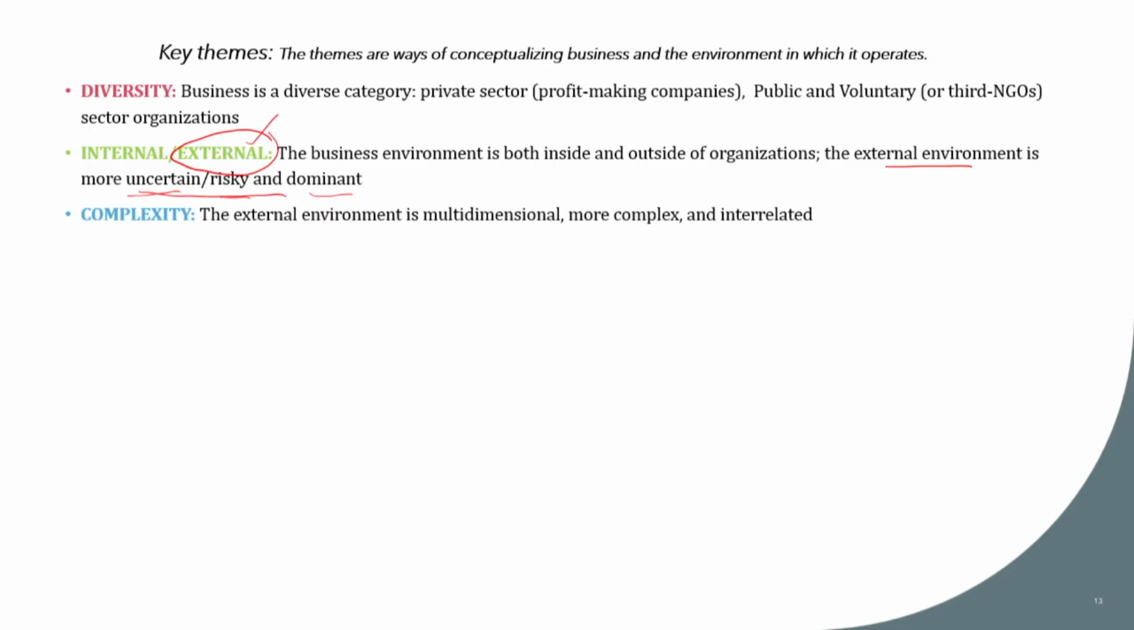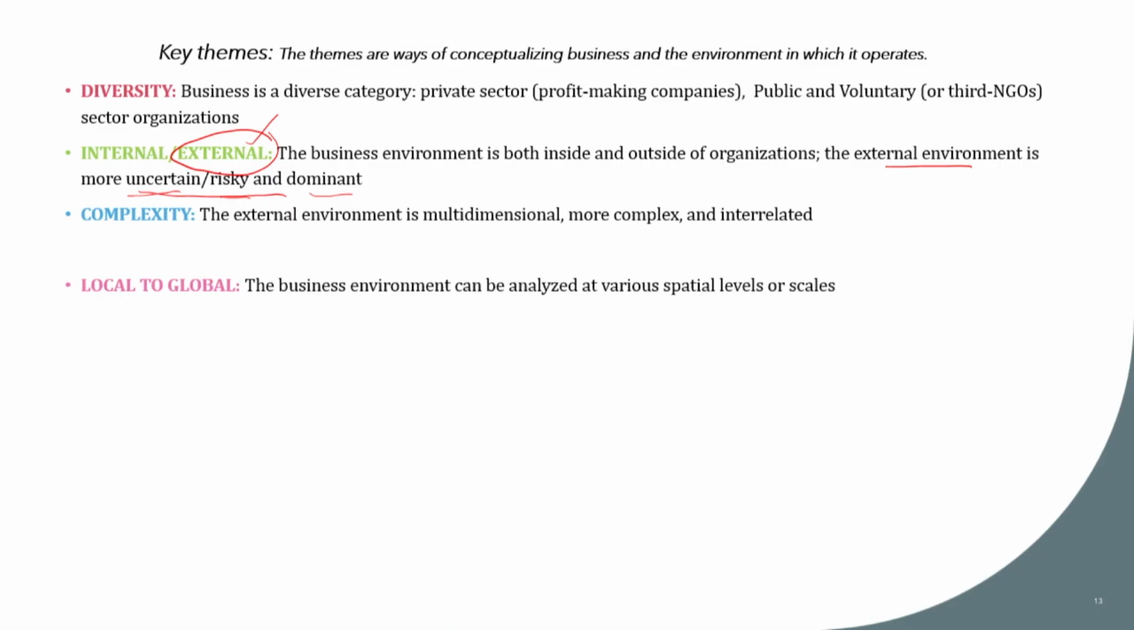Then complexity is there, in that the external environment is multi-dimensional, more complex and interrelated. For example, economic environment and political environment are highly correlated. So you need to see that this is not standalone. Each and every environmental factor is not standalone. They all depend on each other; they are multi-dimensional, more complex, and highly interrelated.